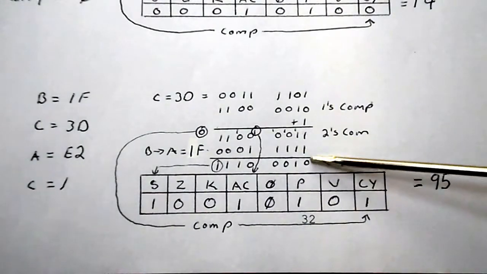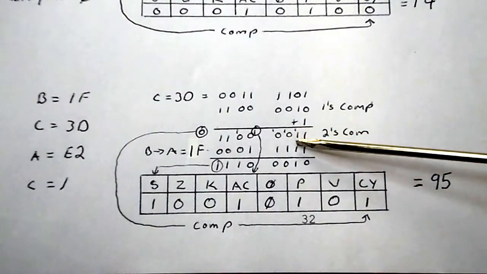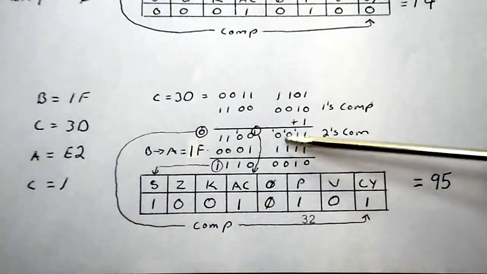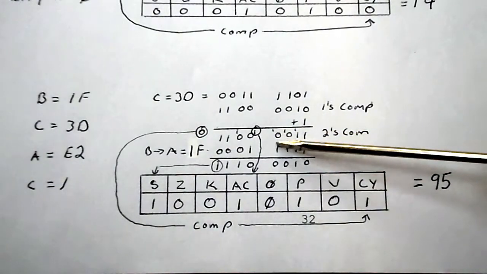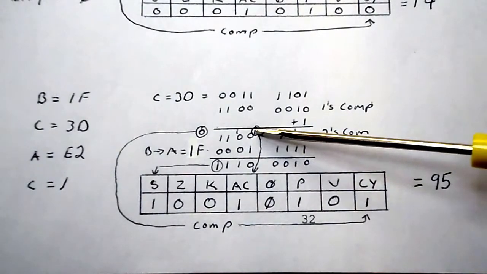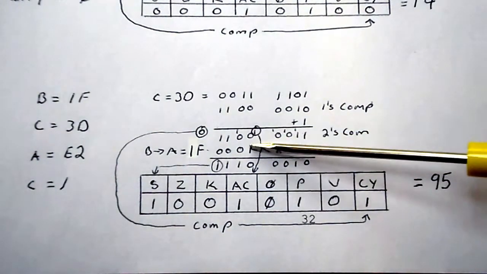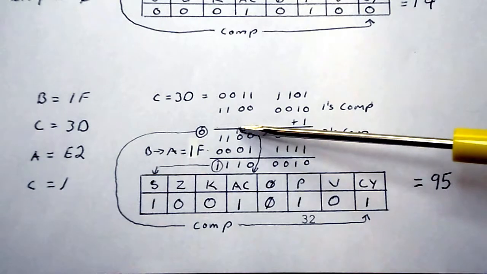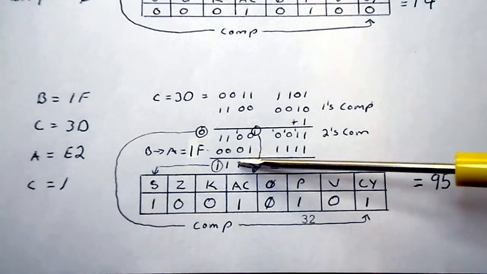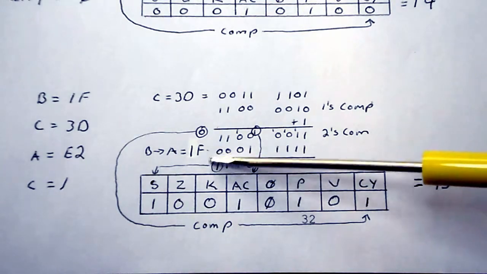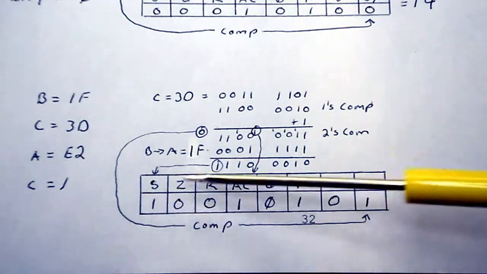So looking at the math here, 1 plus 1 is 0, carry the 1. 1 plus 1 plus 1 is 1, carry the 1. 1 plus 1 is 0, carry the 1. 1 plus 1 is 0, carry the 1. So that's our auxiliary carry bit being set. Then 1 plus 1 is 0, carry the 1. So 1 plus 0 ends up being 1. 1 plus 0 ends up being 1. And 1 plus 0 ends up being 1. So the sign bit gets set.